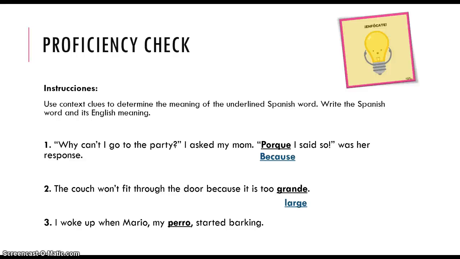Okay, number 3. I woke up when Mario, my perro, started barking. Perro. Okay, perro means dog. I woke up when my dog started barking. And I'm sure many of you with pets have had that experience.